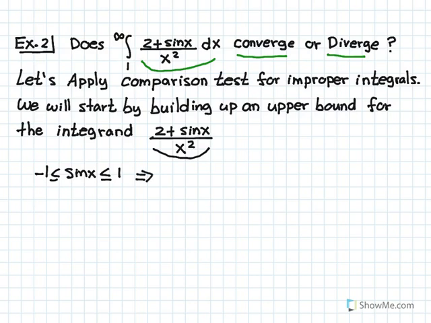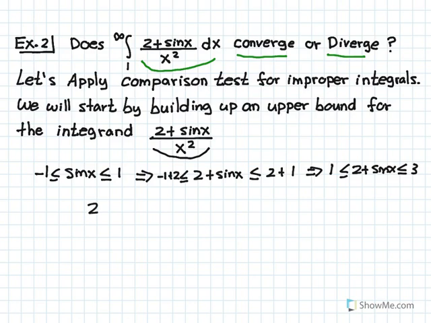Now, we add 2 to everything. We get 2 plus sine x is less than 2 plus 1, larger than -1 plus 2. And what do we get? Well, we get 2 plus sine x is less than 3, and larger than 2 minus 1 is 1. So 2 plus sine x, the numerator of the integrand we have shown, is less than or equal to 3, larger or equal to 1.